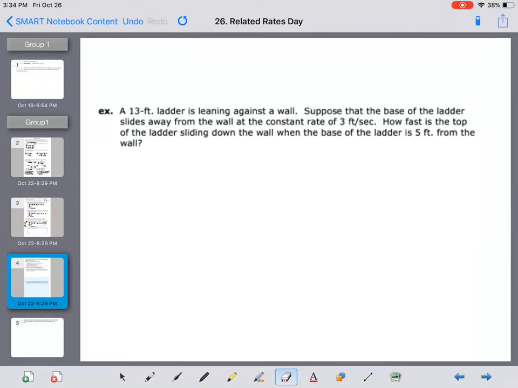Okay, so the question says a 13-foot ladder is leaning against a wall. Suppose that the base of the ladder slides away from the wall at a constant rate of 3 feet per second. How fast is the top of the ladder sliding down the wall when the base of the ladder is 5 feet from the wall? So we don't really have known variables.